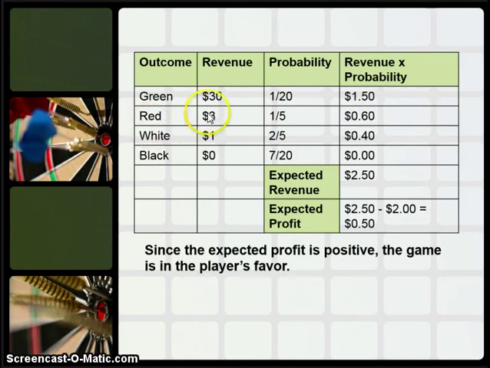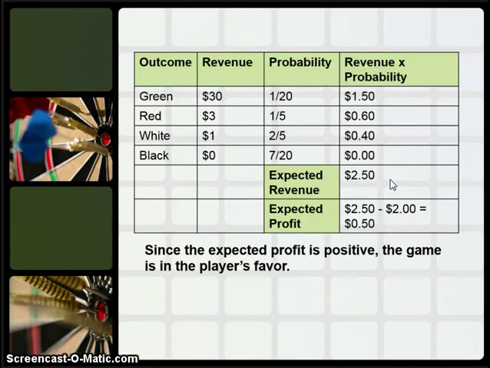For the red marble, the revenue is $3. The probability is 1/5, which means revenue times probability is 60 cents. For the white marble, we have a revenue of $1 and a probability of 2/5, which means revenue times probability is 40 cents. And finally, the black marble earns a revenue of $0 times a probability of 7/20 gives us back $0. Summing up the revenue times the probability for each of our 4 outcomes gives us the expected revenue. So this game has an expected revenue of $2.50.